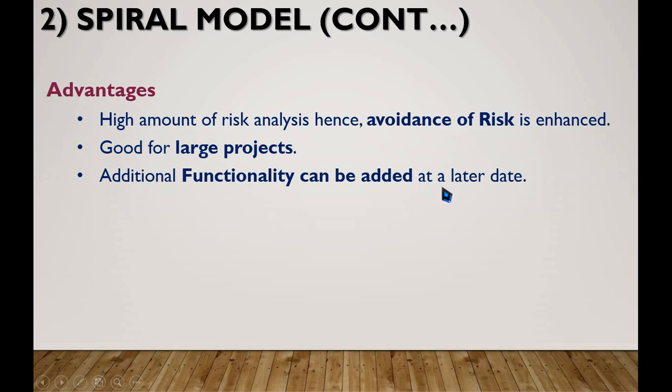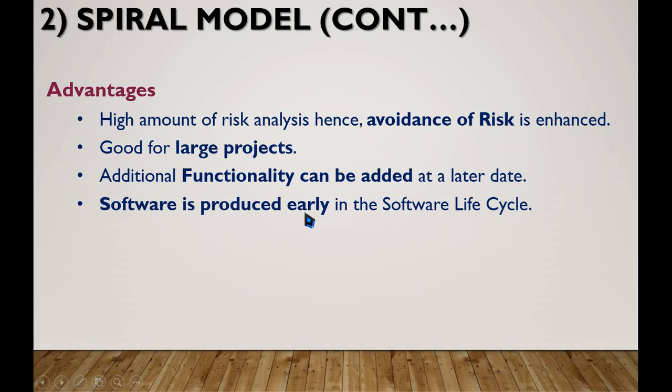Additional functionality can be added at a later stage. Why? Because the spiral model divides our project into iterations. So after getting 3 iterations, if we have some additional functionality requirement, then we can add it into our 4th iteration. So additional functionality can be added at later dates. Software is produced early in the software development life cycle, but it can be only on paper or prototype also.